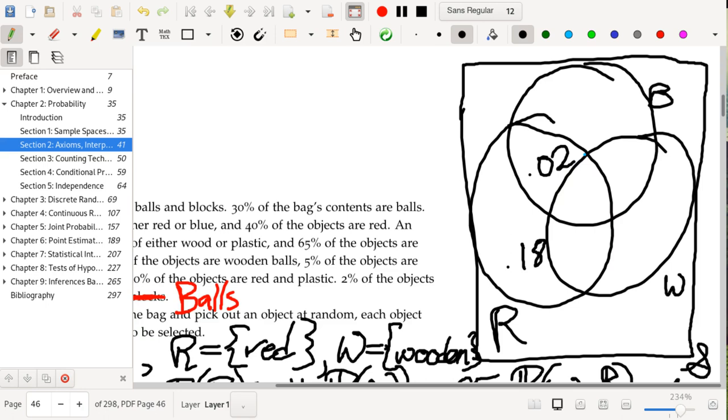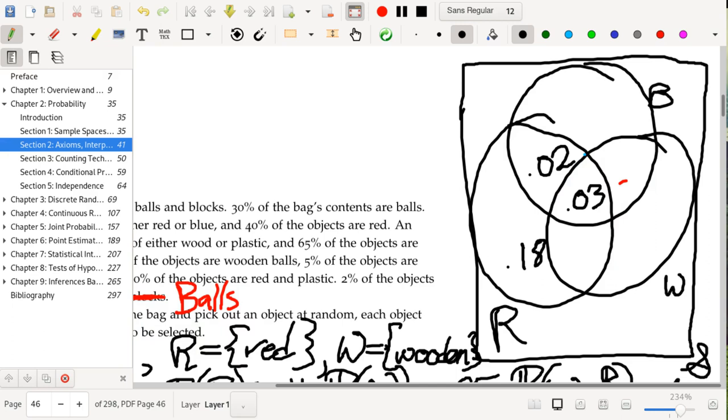All right. How about next? We've got the probability of being a red ball, which is going to be 0.05. What corresponds to red balls? Well, we have the balls region and we have red stuff, so that's going to correspond to the red region. That is 0.05, which means we've already got a 0.02 here. It needs to add up to 0.05, so this little sliver in the middle is going to be 0.03.